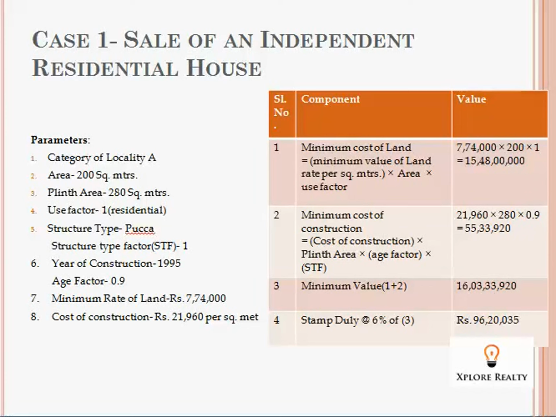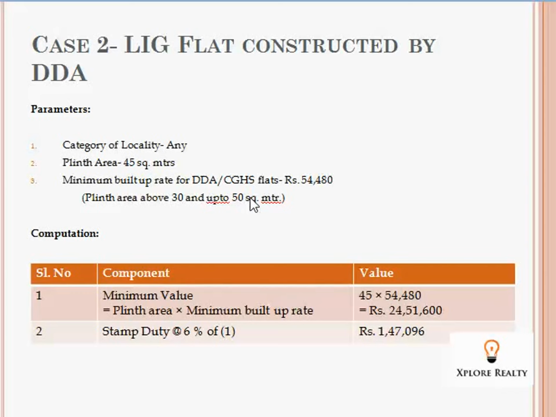Then we will apply stamp duty as per the percentage in different authorities. In this case we are taking 6% as the stamp duty percentage, and in the entire case study the final stamp duty which we have to pay is 96,20,035 rupees.